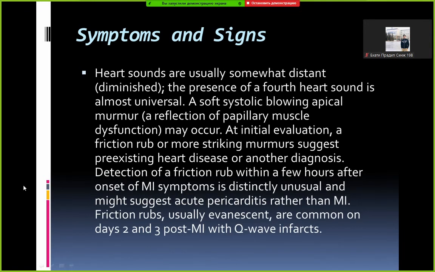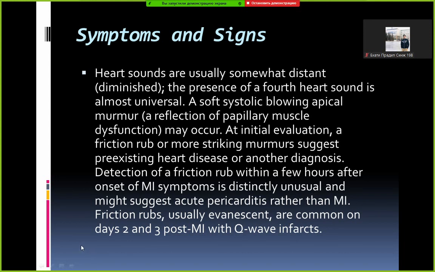Heart sounds are usually somewhat distant, diminished. The presence of the fourth heart sound is almost universal. A soft systolic apical murmur as a reflection of papillary muscle dysfunction may occur. At initial evaluation, a friction rub or more striking murmurs suggest pre-existing heart disease or another diagnosis.